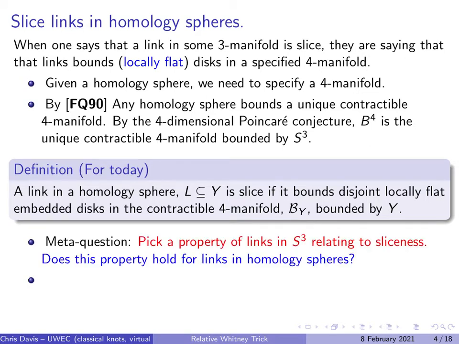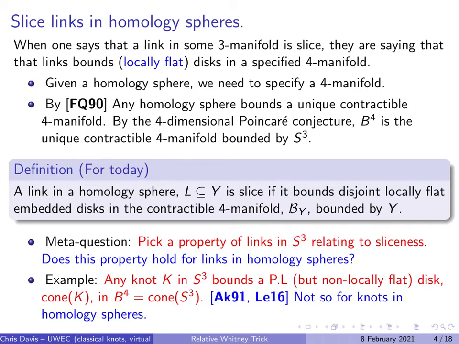So here's, if you like, the meta question that I want to ask. Pick a property of links in S3 which has something to do with slices. That's super vague, but that's okay. Does that property hold for links in homology spheres? It's so vague that here's an example of what I mean.